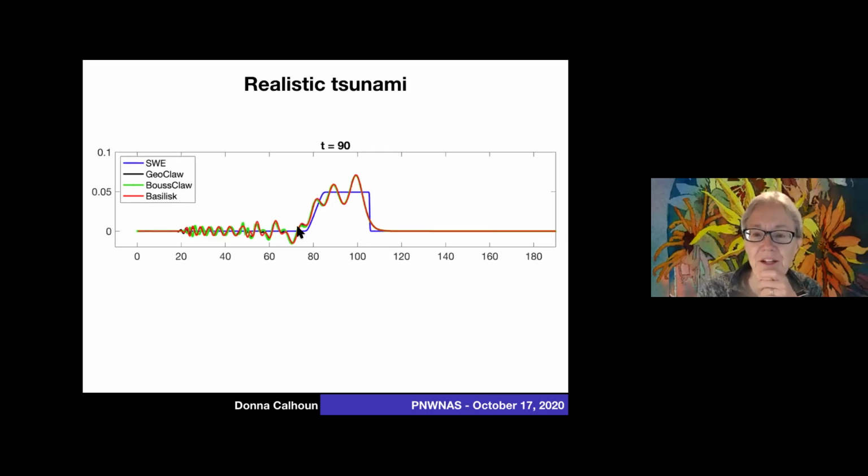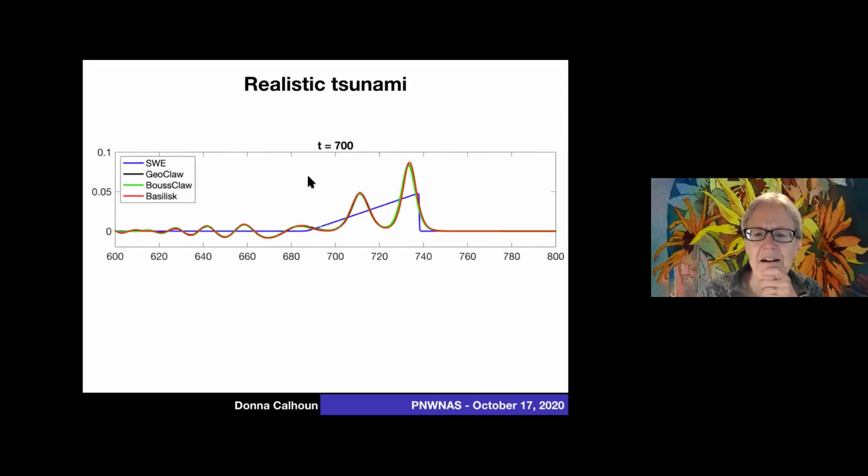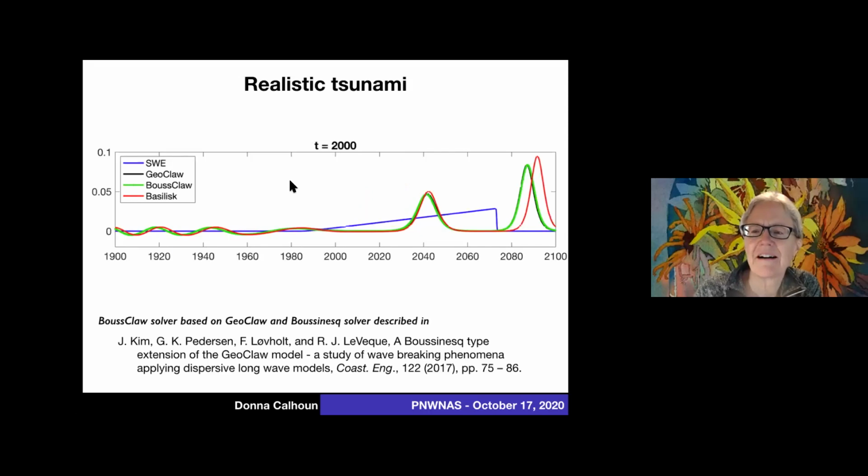So we let this go. Here we're at time 90. And then time 700. And still we see really good agreement. I was really happy to see that all 3 solvers are effectively producing the same thing, which gives you some confidence that these wiggles are not just some weird numerical artifact. Then only at the very last time step is there some deviation, which we haven't completely explained, between the Basilisk code and the other two codes.